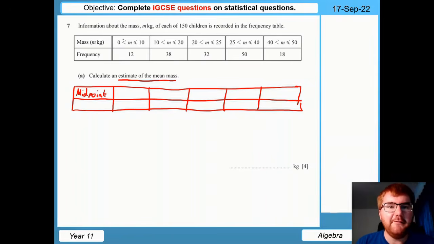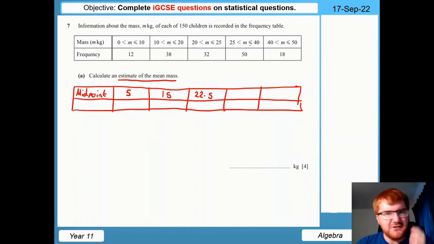So we want to find halfway between 0 and 10, that's going to be 5. Halfway between 10 and 20, that's going to be 15. Now be careful on the next one. So 20 to 25, that's 22.5. And now we've got between 25 and 40.